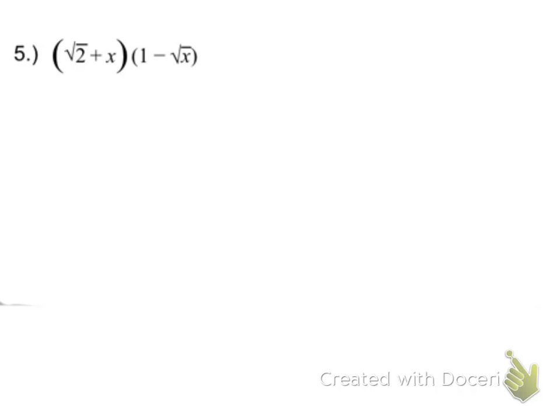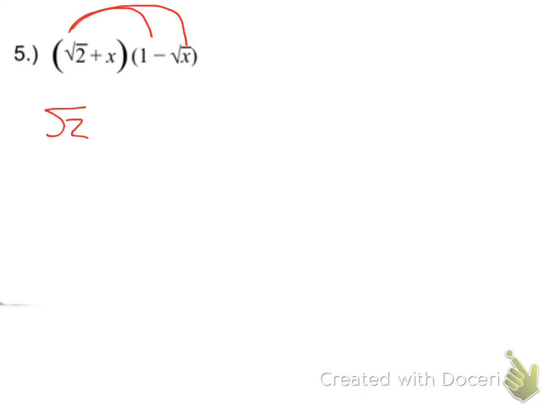radicals with multiplication. I've got a binomial times a binomial, so what should we do? You mix it, how? Foil. So we have to FOIL this, which means first, which is square root of 2 times 1? 1 square root of 2. Or just square root of 2.